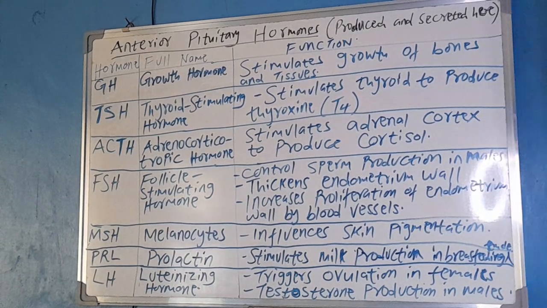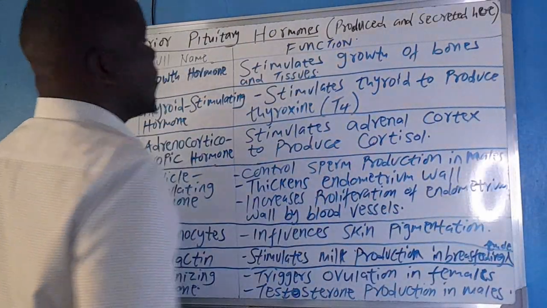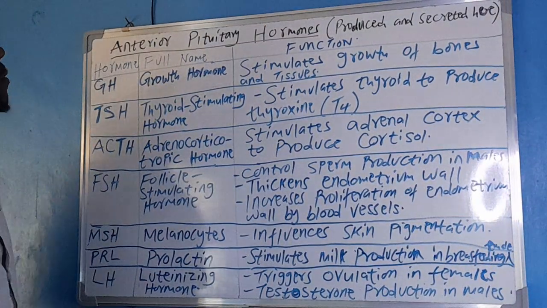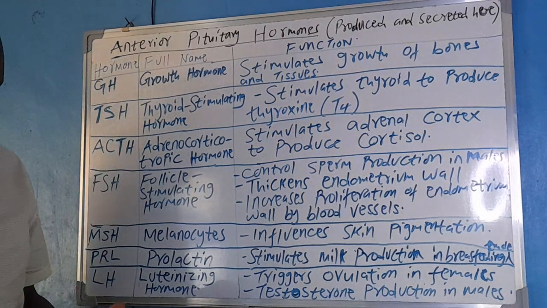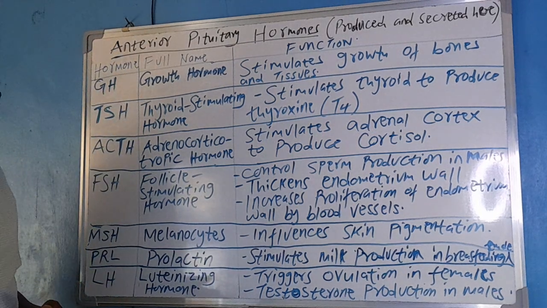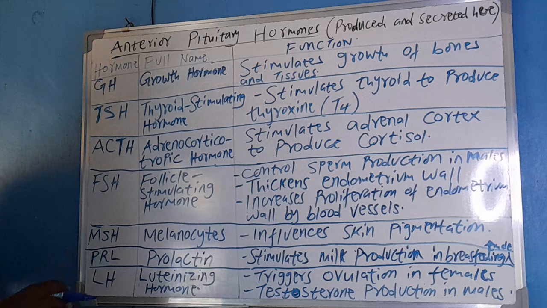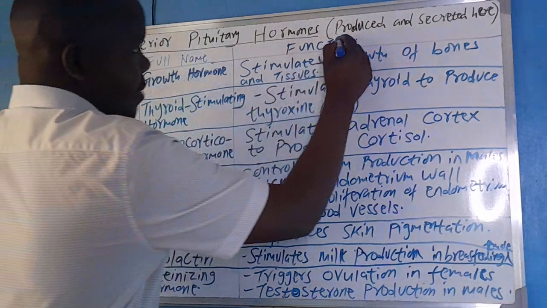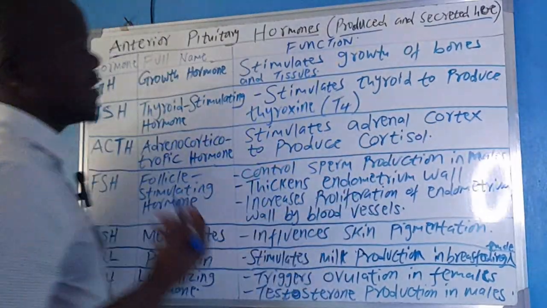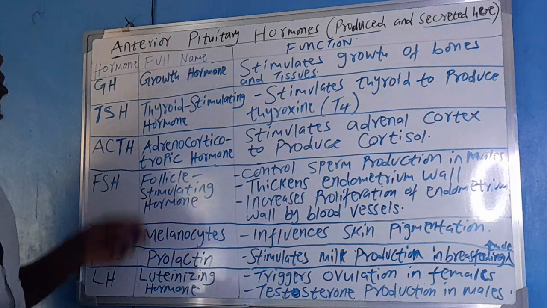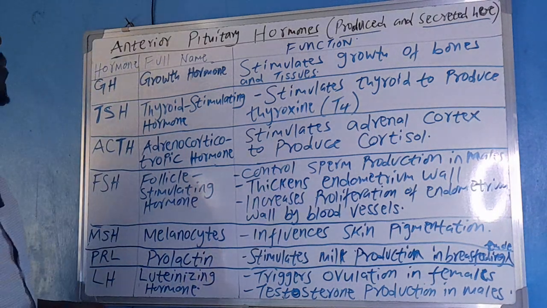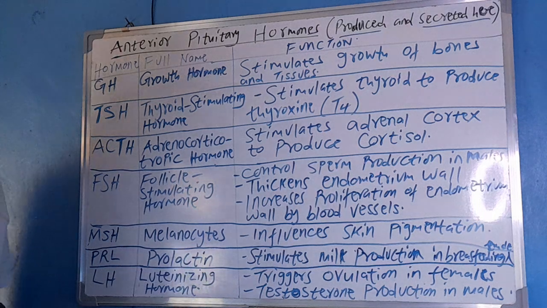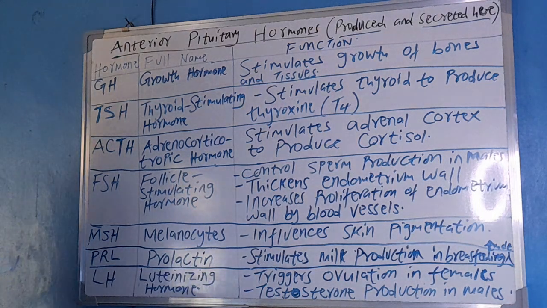We wanted to discuss the anterior pituitary gland. We have the anterior and the posterior pituitary gland, and this one is in the brain. We are speaking about hormone production and secretion being done at the same point, that is at the anterior pituitary gland, which we'll treat differently when it comes to the posterior pituitary gland.